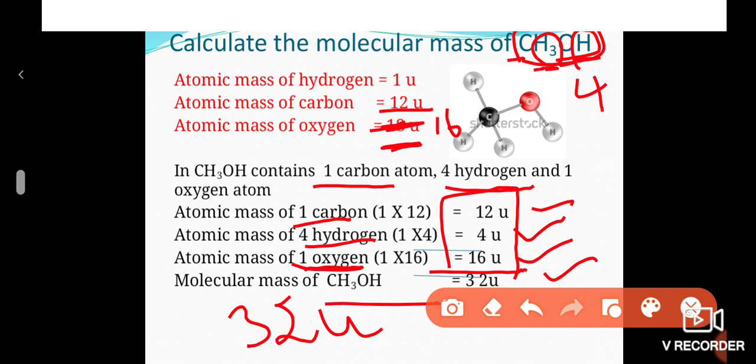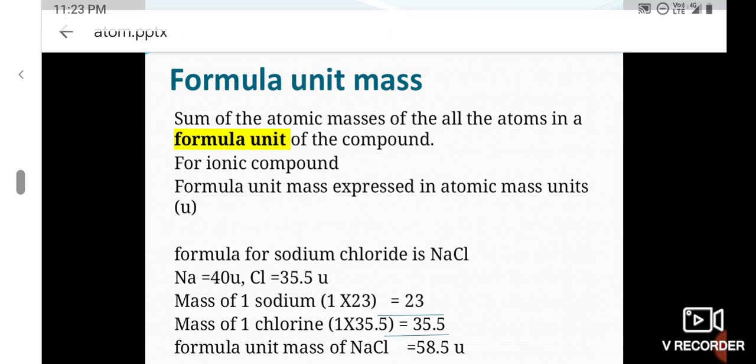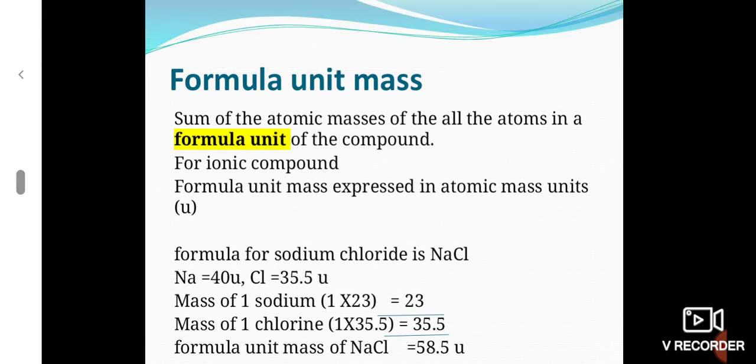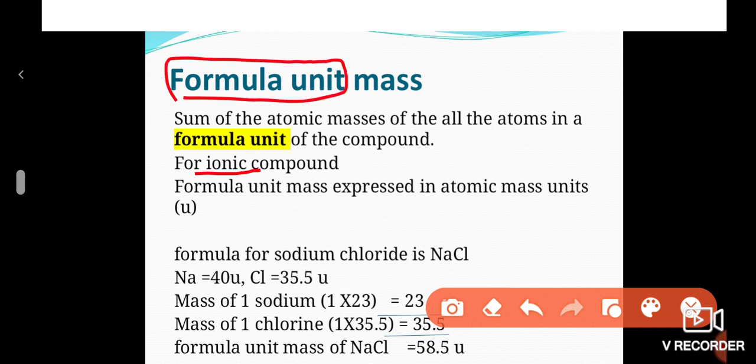And next we have to move on to the third topic, formula unit mass. Students, molecular mass and formula unit mass are both the same. Only one difference: the formula unit mass is suitable for ionic compounds. We know what an ionic compound is. An ionic compound is made up of positive and negative ions, isn't it? So the word alone changes, and all the remaining steps are the same as for molecular mass.